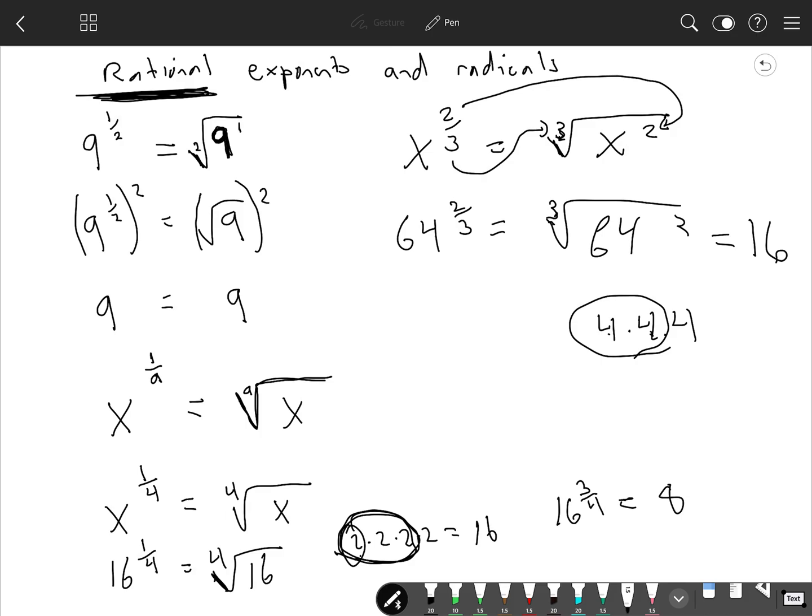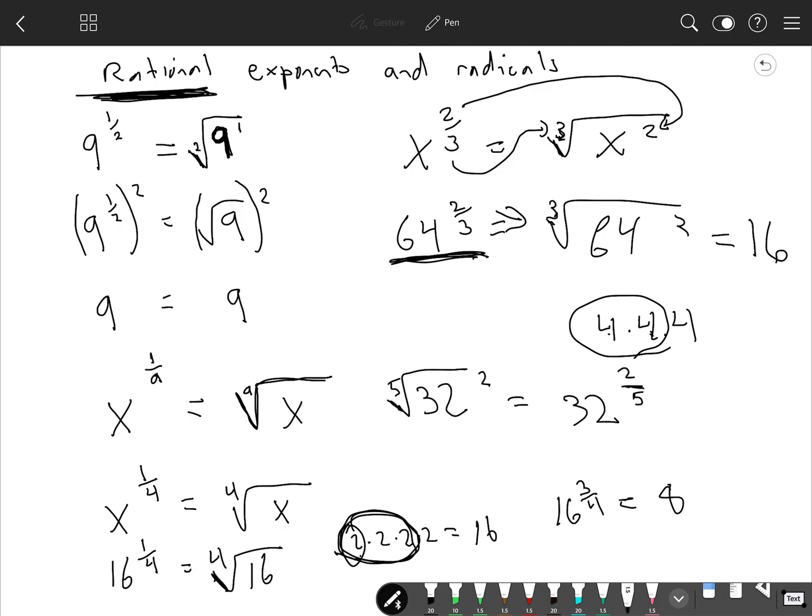Okay, so we started with a rational exponent, and we went to a radical. Let's do a radical this time. Let's go the 5th root of 32 squared. So that's going to be 32 to the what? 32 to the 2/5. Okay. So does 32 break down evenly?